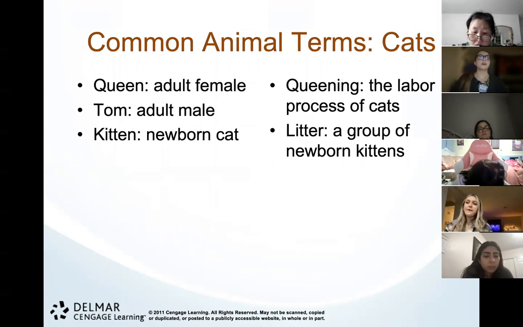All right, let's get into our cats. So we know that our queens, those are the adult female cats. Toms are known as our adult male cats. And kittens are our newborns. Now, when the queens are giving birth, it's called queening. That's their labor process. And same as dogs, when they have a group of newborn kittens, that is a litter.